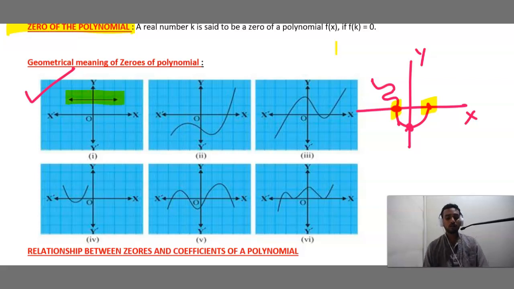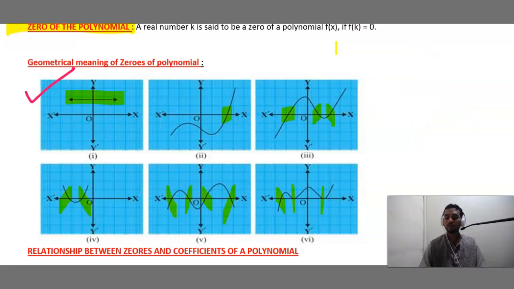So what is the meaning of this? The polynomial has 0 zeros. In this polynomial, it is touching at only 1 point, so the polynomial has 1 zero. One zero means 1 answer. Understood? Here how many zeros? 1, 2, 3. Here 3 zeros. Here 1, 2. 2 zeros. Here 1, 2, 3, 4. 4 times it is touching the x-axis, so 4 zeros. Here 1, 2, 3. The answer is 3 zeros.